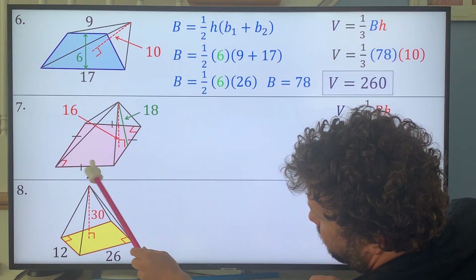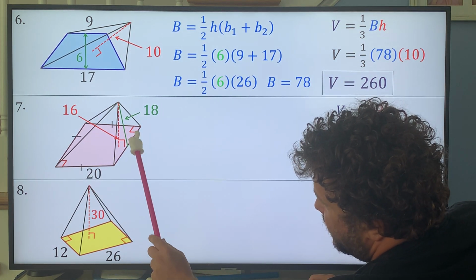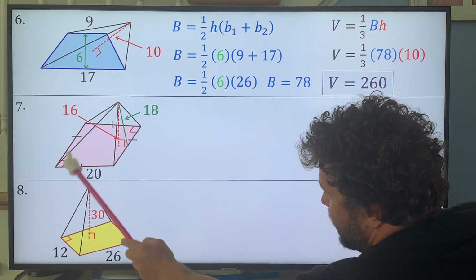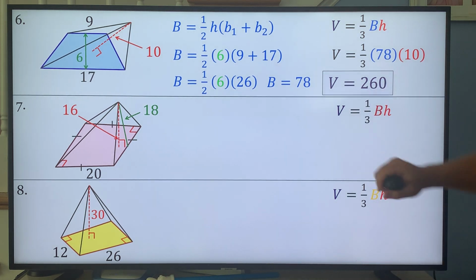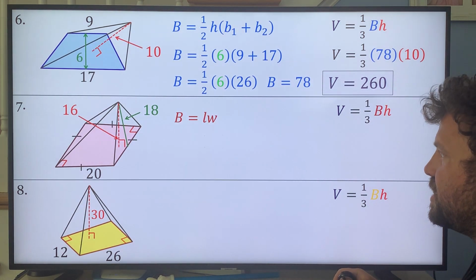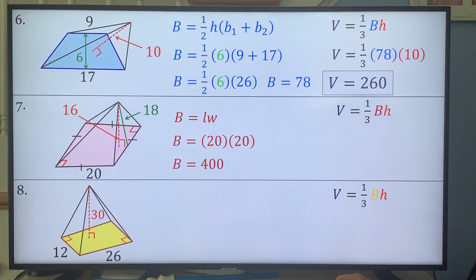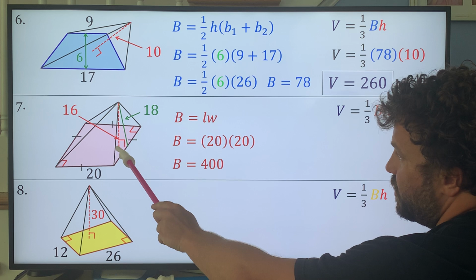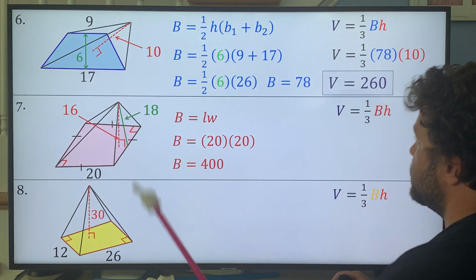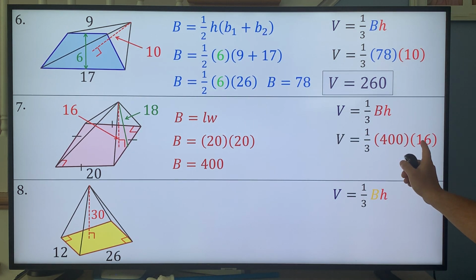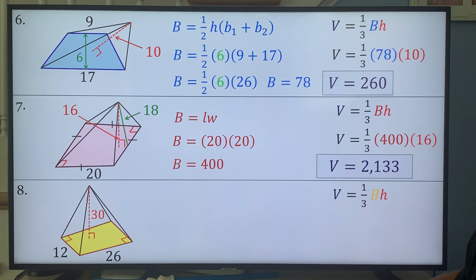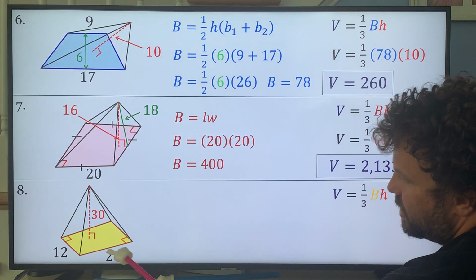Right here. Looks a little tricky, but this guy right here is a square. Look at opposite angles, they are both 90. These are both 90 as well. It's just slanted over a little bit. So the base is length times width, or 20 times 20, or 20 squared, which is 400. The height here is not 18. 18 is the slant length. We want the one that makes a 90-degree angle with the base, which is 16. 1/3 of 400 times 16. And as a final answer, you get 2,133.